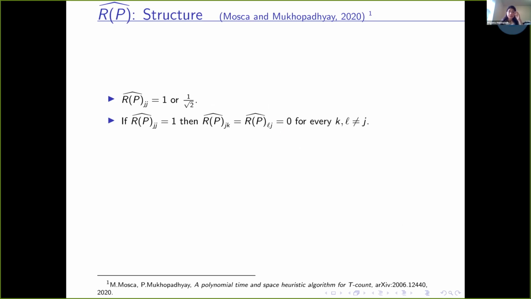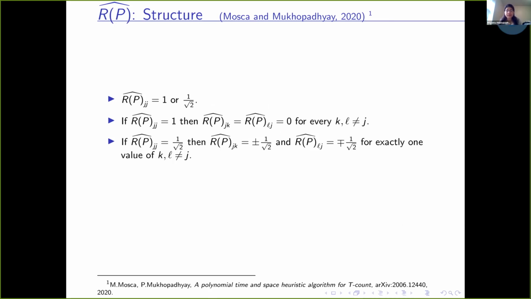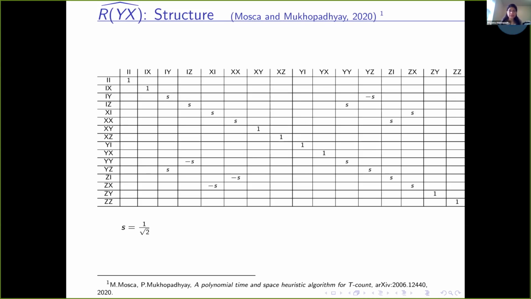Now, if a diagonal element is 1, then the rest of the entries in the corresponding row and column are 0. If a diagonal element is 1 by root 2, then there exists exactly one other entry in the corresponding row which is 1 by root 2, and one other entry in the corresponding column which is minus 1 by root 2, or vice versa. And the rest of the entries are all 0. So this is the complete structure of the matrix. All those places which I have left empty are actually zeros, which I didn't write just not to mess up the view. Okay, so here, as we see, there are 8 diagonal elements which are 1 by root 2.